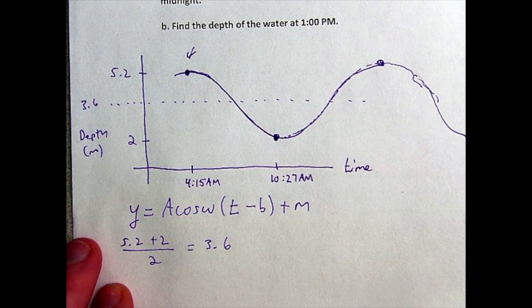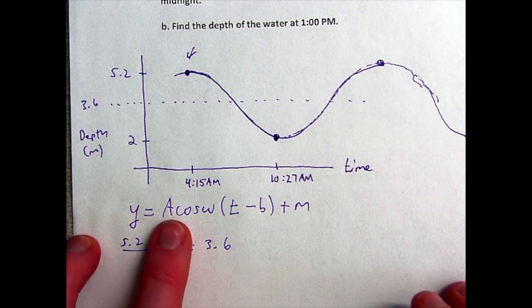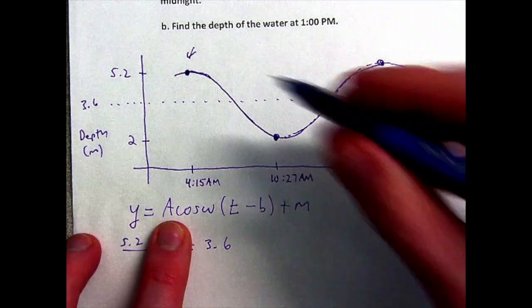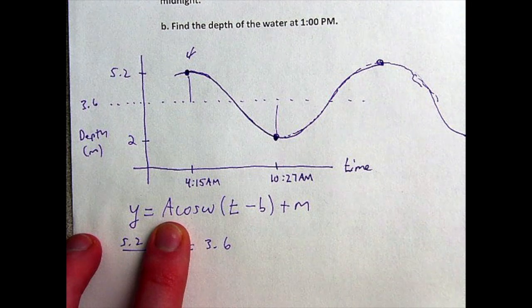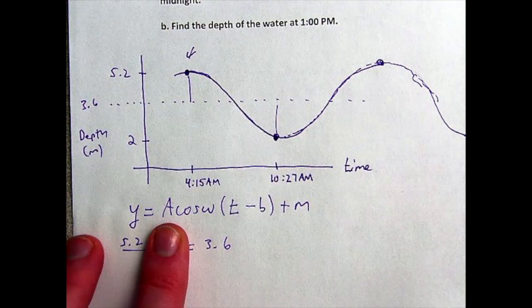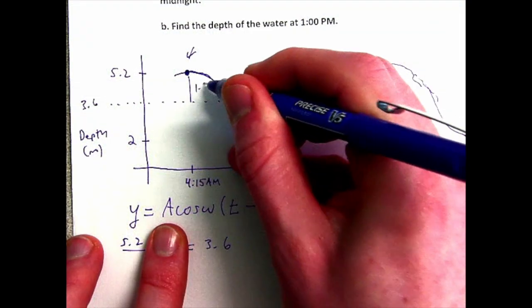Next, we can find, I think, the amplitude, which will give us A. So what is the amplitude? Well, it's this distance right here, right? Or if you prefer, this distance right here. They're the same. So what is that distance? Well, from 3.6 to 5.2, I think that's a distance of 1.6.